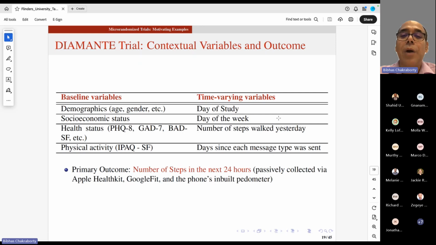So how long you have been in the study impacts the effect, or how long ago you got a certain kind of message impacts the effect. So those things are taken into consideration as potential time-varying covariates. And then the primary outcome in the study is the number of steps that you are walking in the next 24 hours following the intervention message. And these are passively collected via the phone speedometer or the apps.